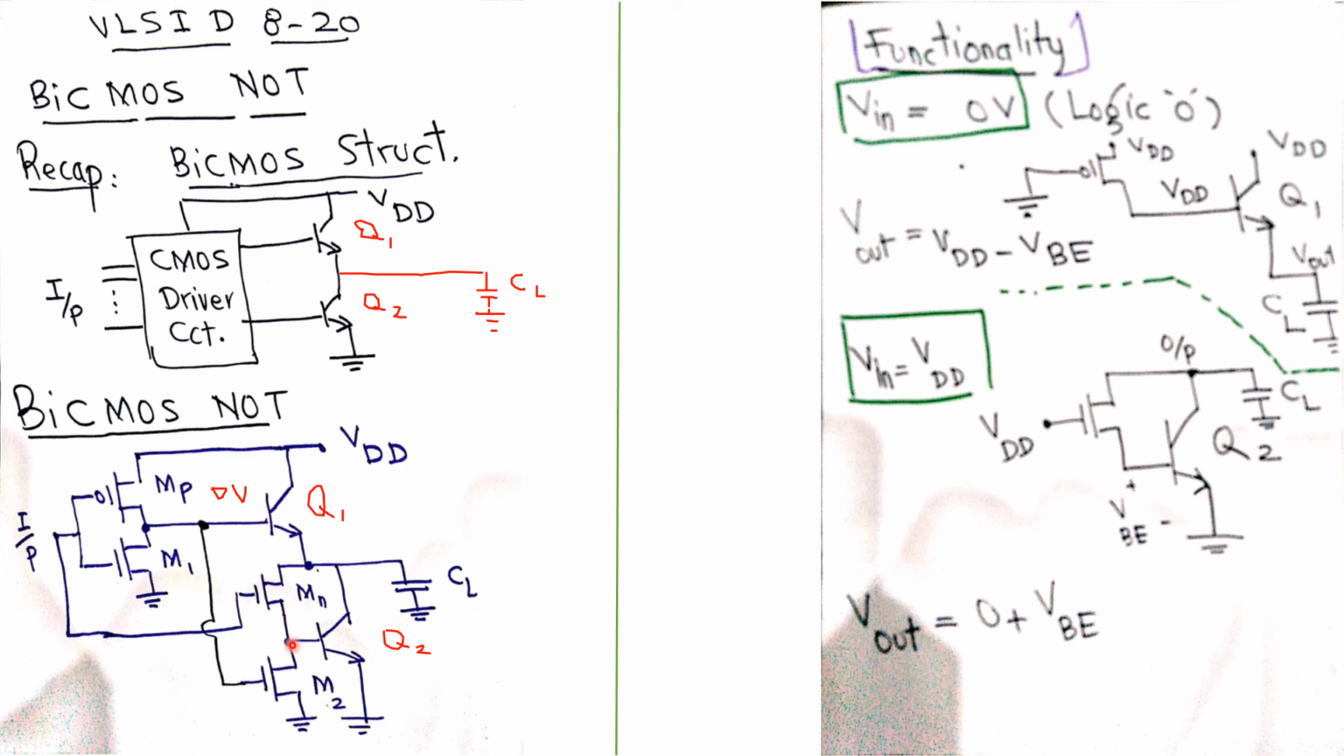So what is here at this base terminal? What is the voltage here? Right, the voltage here is whatever is the voltage at emitter plus VBE, about 0.7. So the voltage here is 0 plus the voltage drop between base emitter junction, VBE, slightly greater than 0. So VOL, the output low, for this BiCMOS NOT is slightly higher than 0.